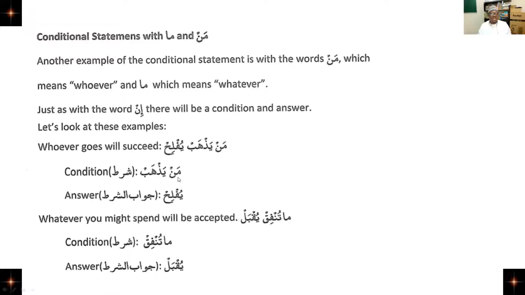And then, okay, so this is man yadhhab, fi'l shart, and then yuflih, jawab shart. Okay, whatever you spend will be accepted. Ma tunfiq yuqbal. Ma, whatever, tunfiq. Whatever you spend, yuqbal, would be accepted. So these are the two fi'ls that have been affected by ma, which is a conditional word.